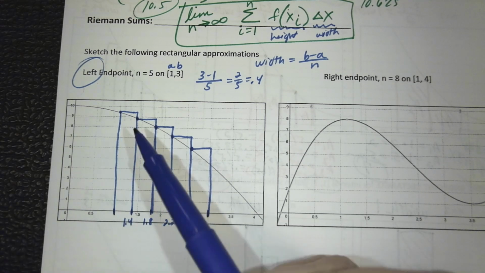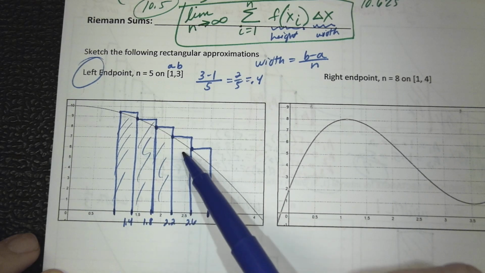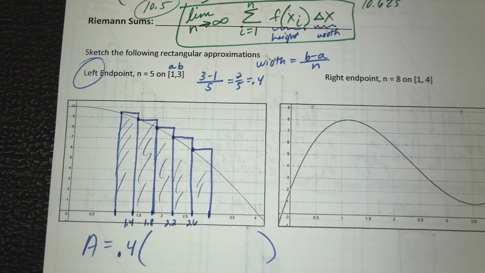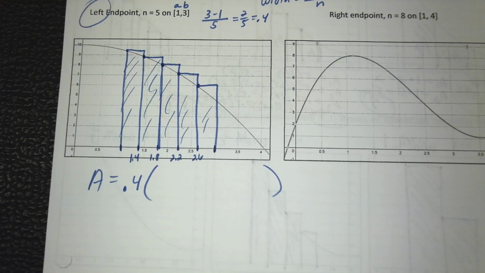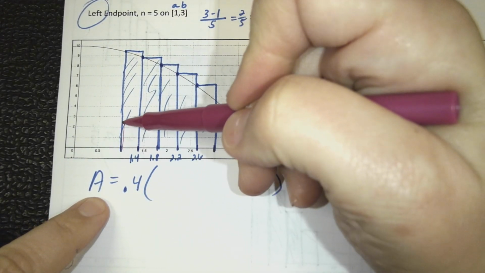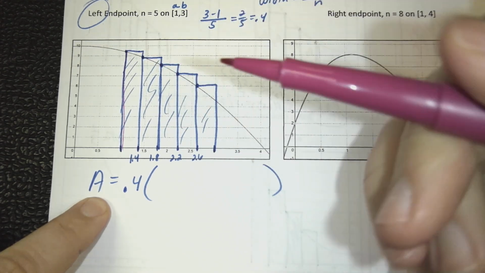Now, could we write a formula for all of these? Yes. Again, it's length times width, right? But don't they all have the same width? So the area for all of these would have a width of 0.4, and then I'm going to multiply by all the heights added together. Well, let's talk about those heights again, because this is where we were talking about. How do I find the height of this first rectangle? Well, wasn't it just 1 plugged in? f of 1?